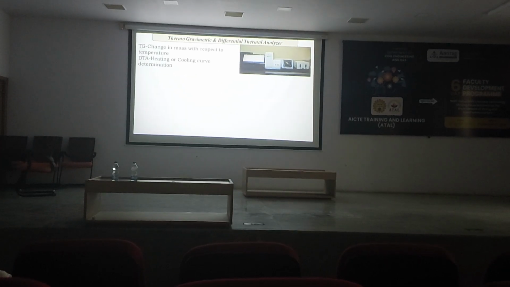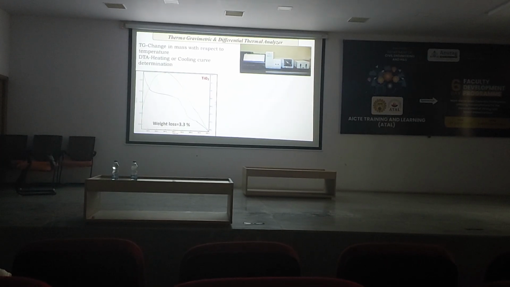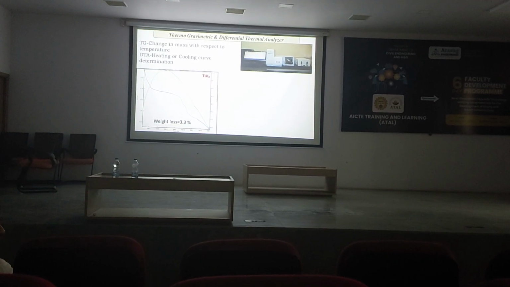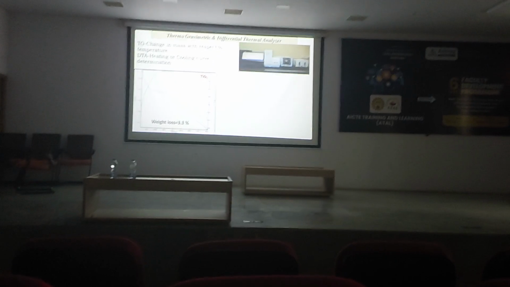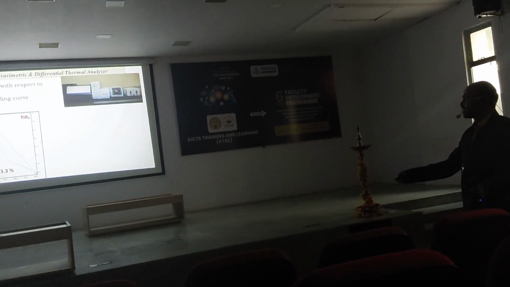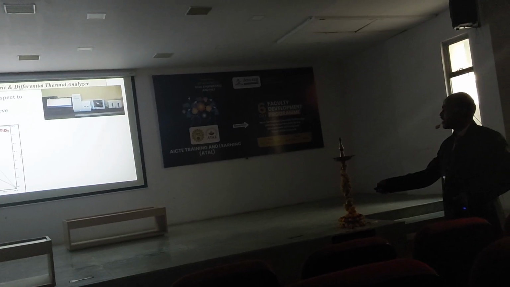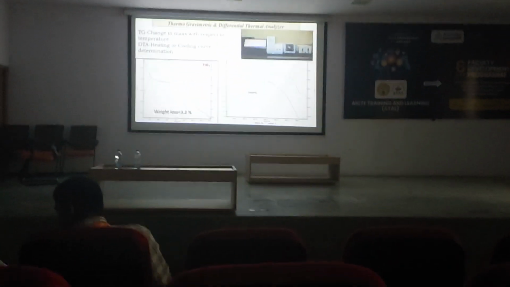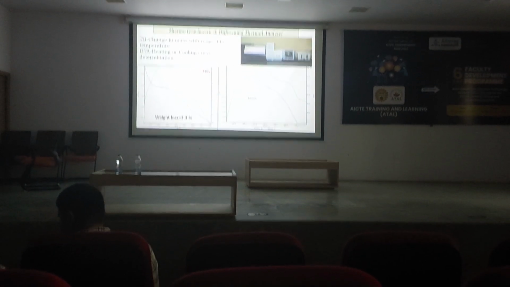And this is the TG-DTA. It is for weight loss calculation, right? You can see the blue line. This is thermogravimetry. You can see the weight loss of your material from 100% to around 97 something. That means 3.3% weight loss is there in your material whenever you heat the material, right? This is the ZnO TiO2 composite.